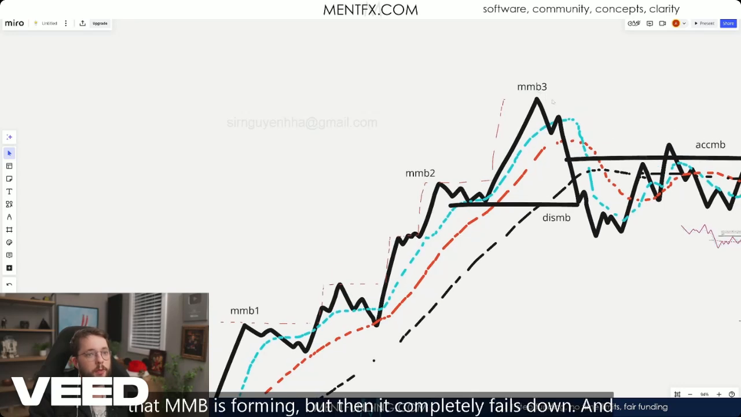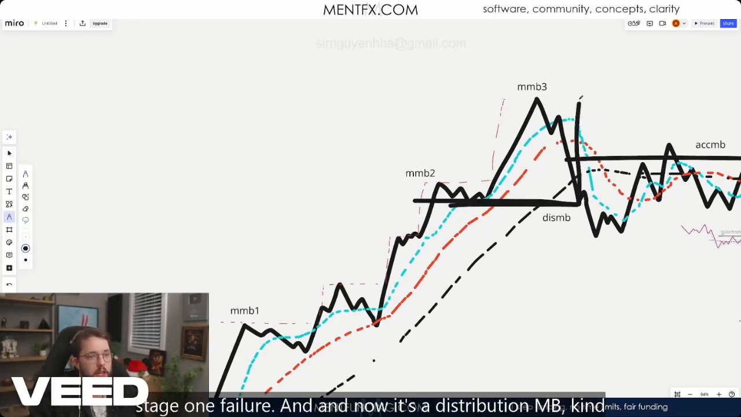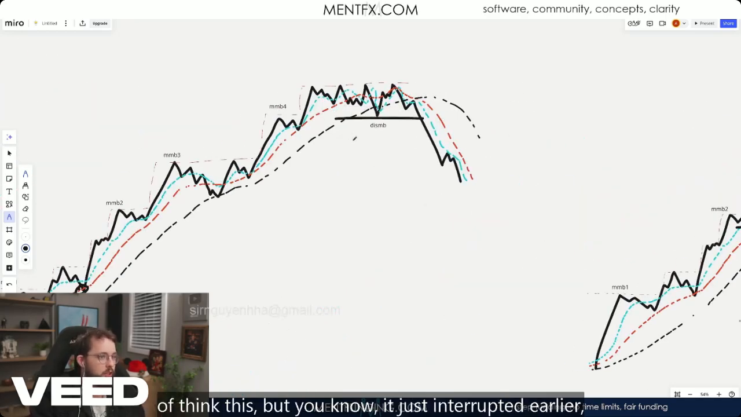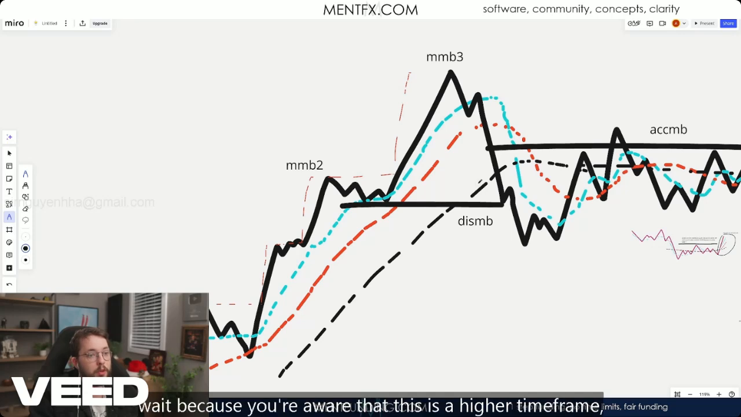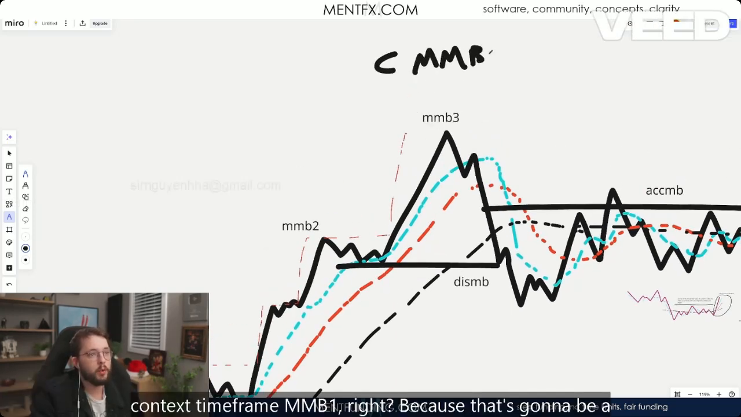You might start assuming that MMB3 is forming, but then it completely fails down, and you probably view this whole thing here as some kind of stage 1 failure, and now it's a distribution MB. Kind of think this, but it just interrupted earlier. You kind of get this distribution MB, and then maybe you wait because you're aware that this is a higher time frame, context time frame MMB1, right?